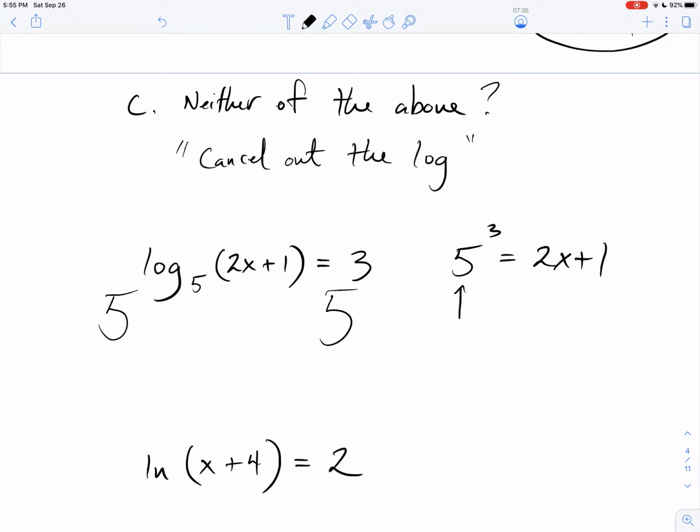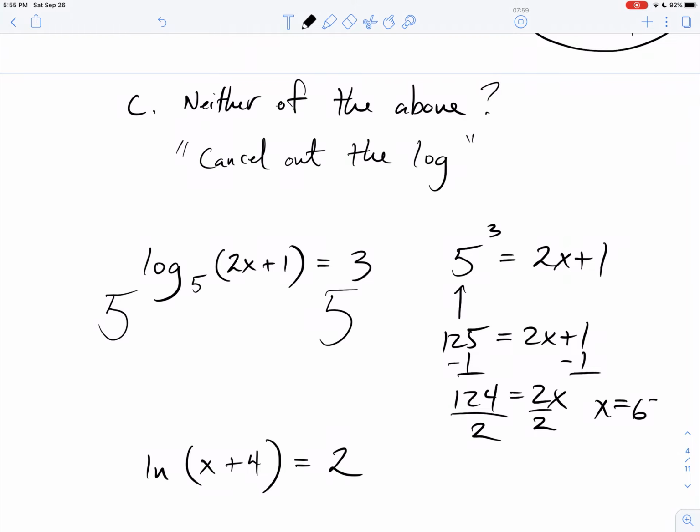And 5 to the 3rd is just 125. If you don't know it, punch it in your calculator. What's it equal? 2x plus 1. I'm going to move this over. And I get 124 equals 2x. And I divide both sides by 2. And 124 divided by 2, 62. So my answer is 62.